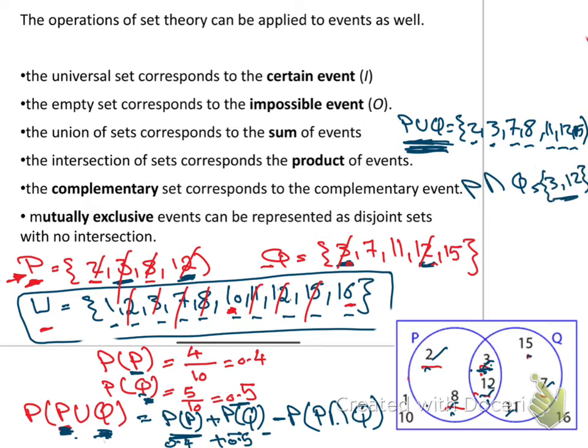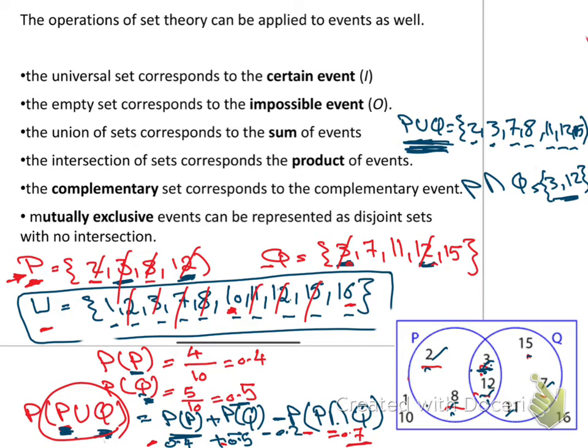So it is 2 divided by 10, 0.2, minus 0.2. So it will be 0.4 plus 0.5, 0.2 plus 0.5 minus 0.2 equals 0.7. So this is the probability of P united Q.